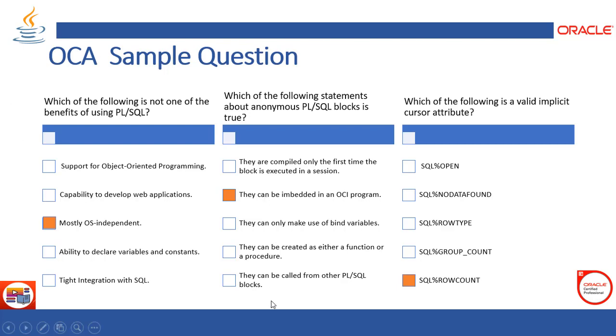Sometimes with these types of questions you can answer when you are confused. You can see which one is true or which one is not true. Just filter it out and get the one. Which of the following is a valid implicit cursor attribute? So SQL percentage row count. This is a valid implicit cursor attribute.